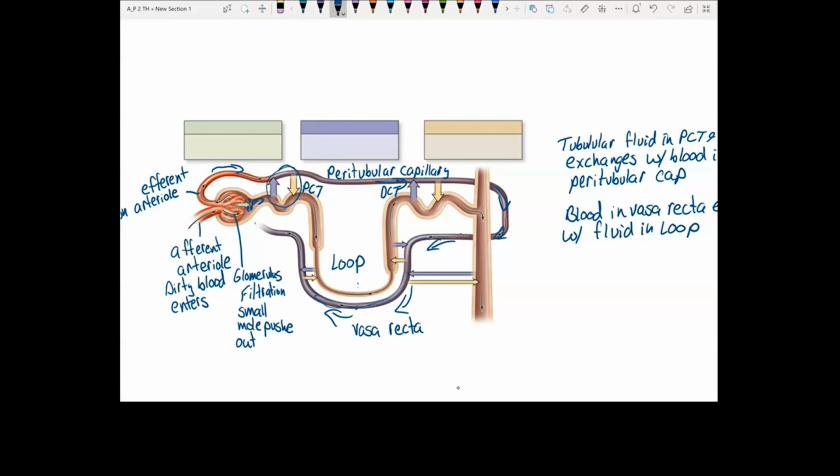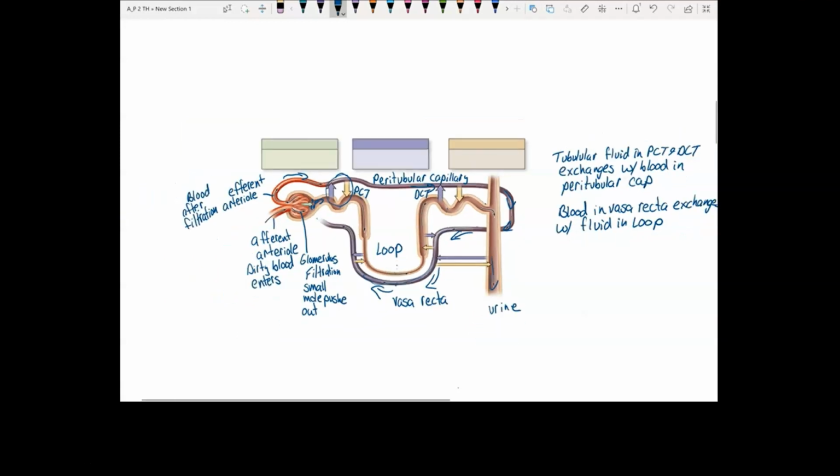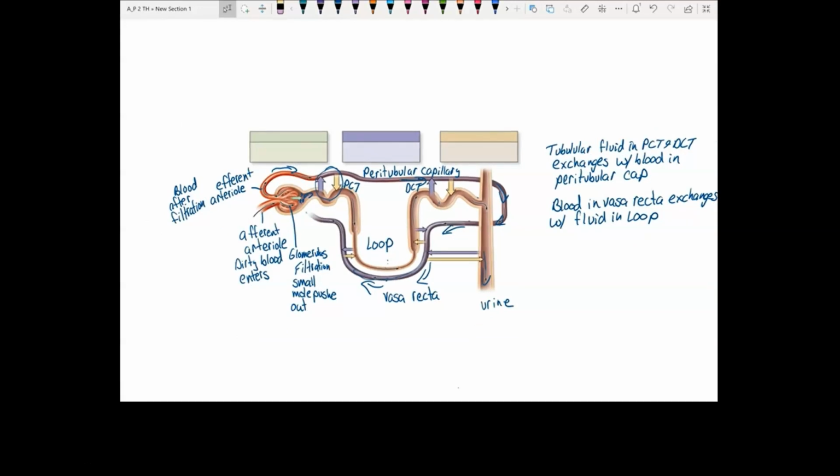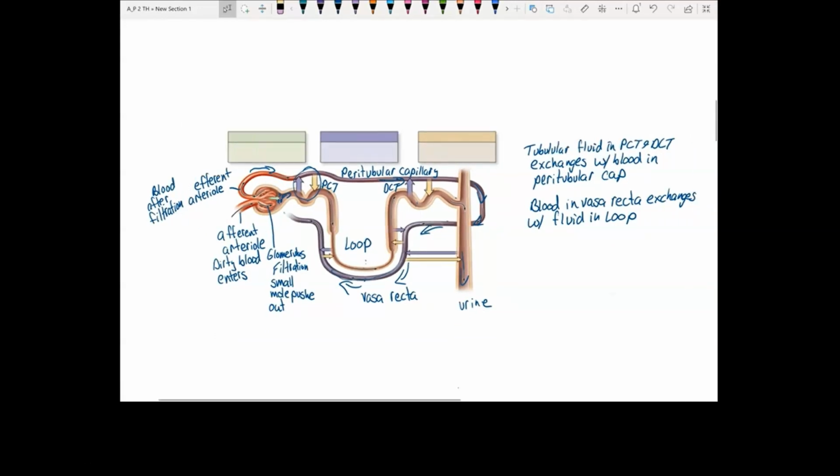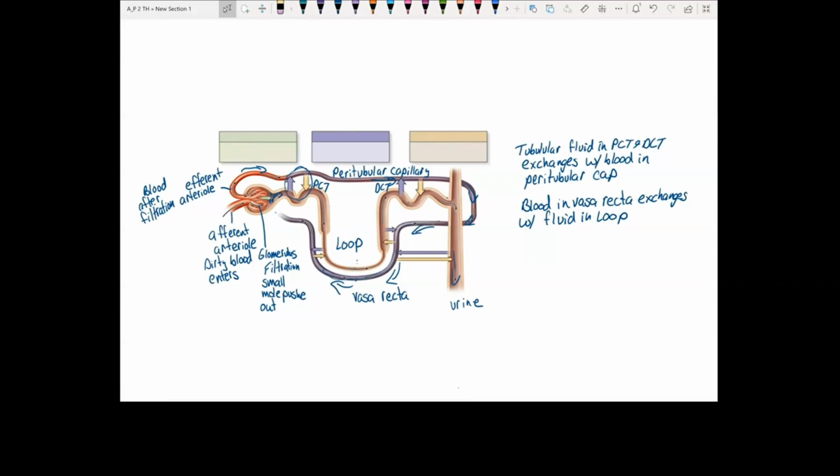The fluid goes from the proximal convoluted tubule down here to the loop, exchanges with the vasa recta, then comes back up to the distal convoluted tubule and exchanges with the peritubular capillary. Then the fluid goes into the collecting tubule, the collecting duct, and it goes down this way, and what you get at the end here is urine. So there is an overview of how you filter the blood and make urine. I know this is a lot, but we're going to go through it in more detail, piece by piece, and it will start to make sense. This is just your overview of it.